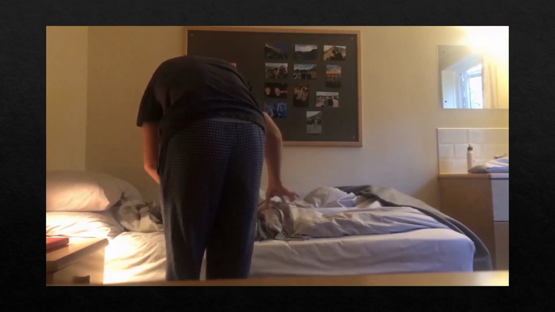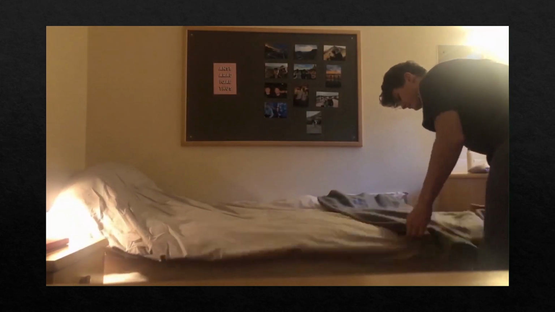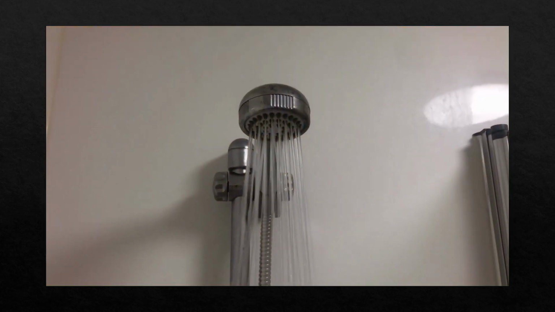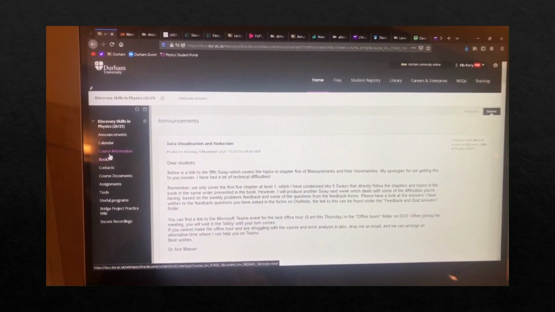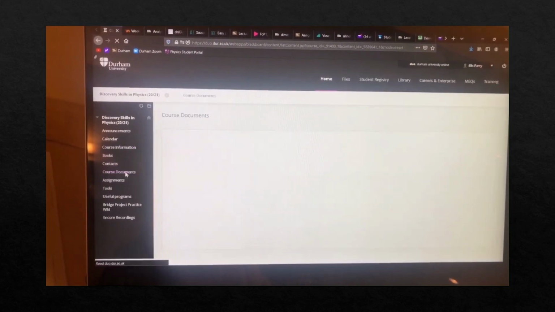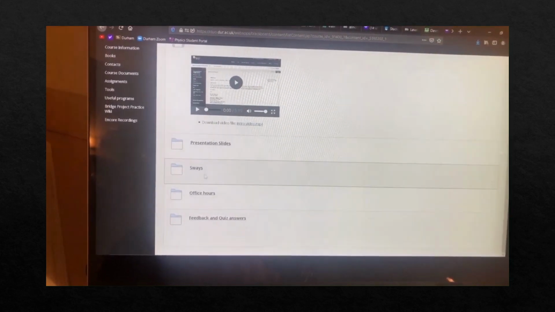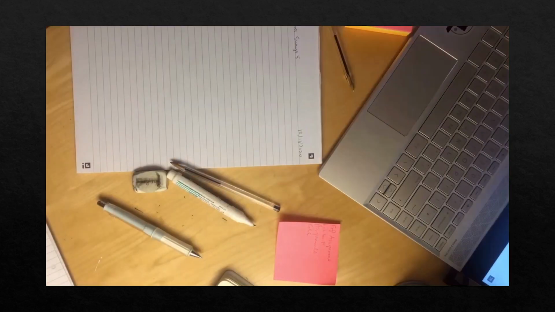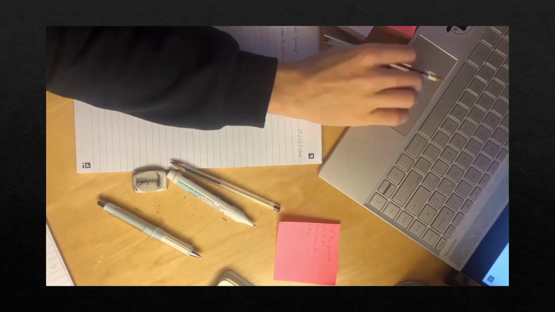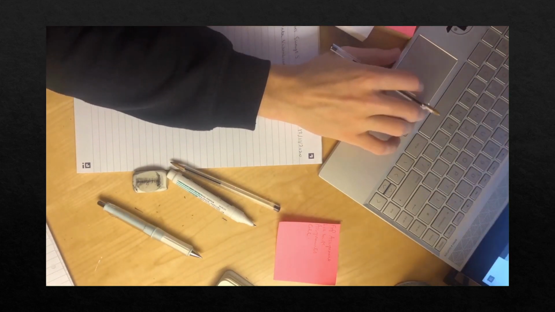I then head back to my room, make my bed, and then hop in the shower. Just before 9 o'clock, I open up my laptop, find the relevant lecture for that time. Today at 9 o'clock I had Discovery Skills in Physics, which was a lecture about error propagation and in particular how to plot good graphs and the least squares method, and also we were studying residuals as well.